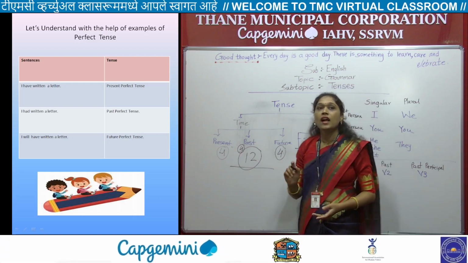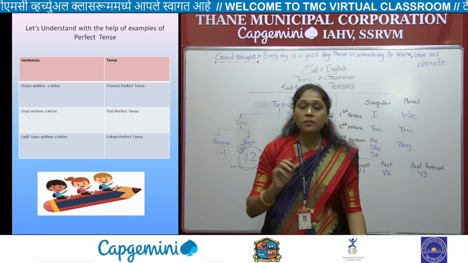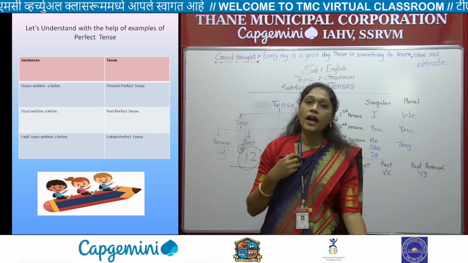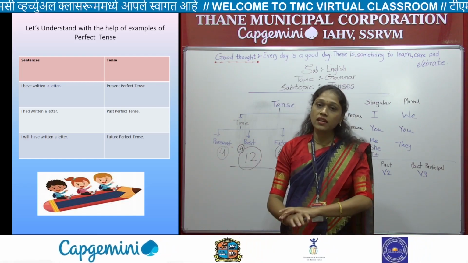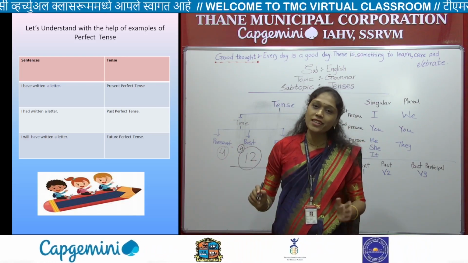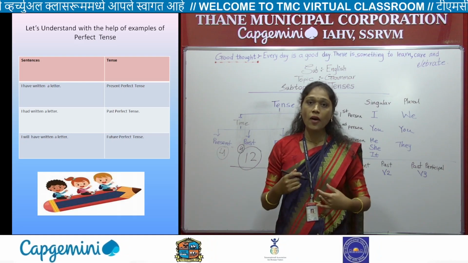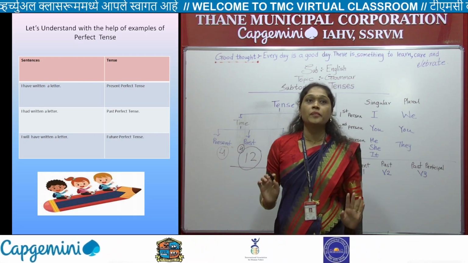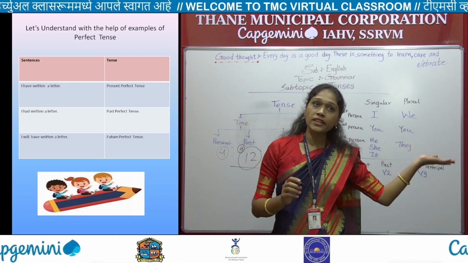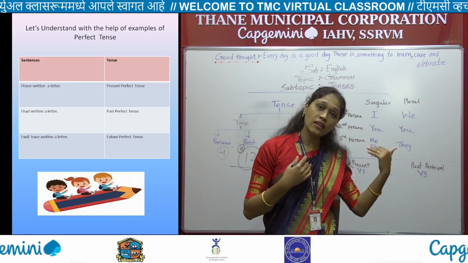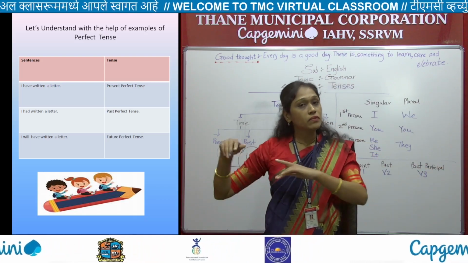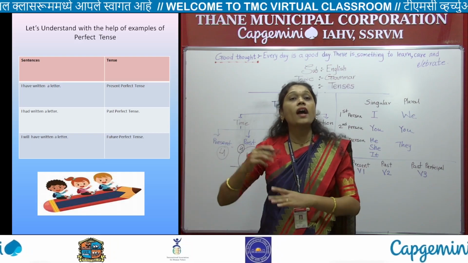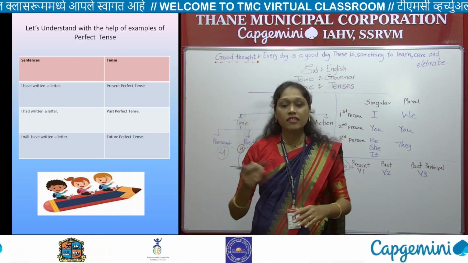Perfect tense. In present perfect tense, I say I have written a letter. Means the action of writing a letter is complete. So I say I have written a letter. In past perfect tense, I say I had written a letter. In future perfect tense, I say I will have written a letter.